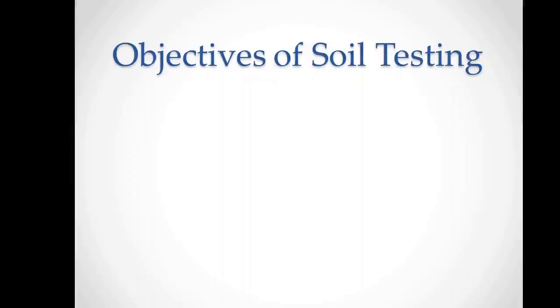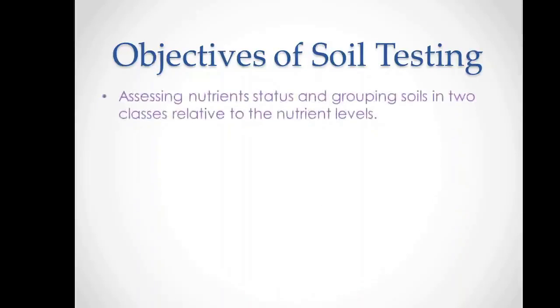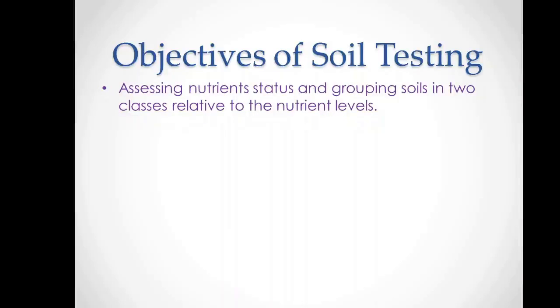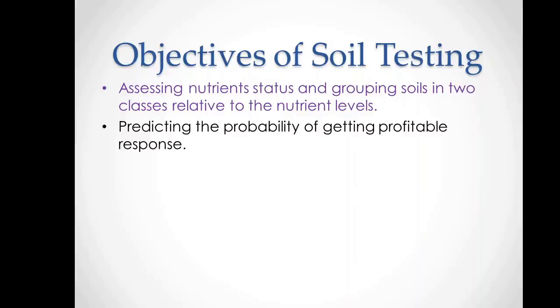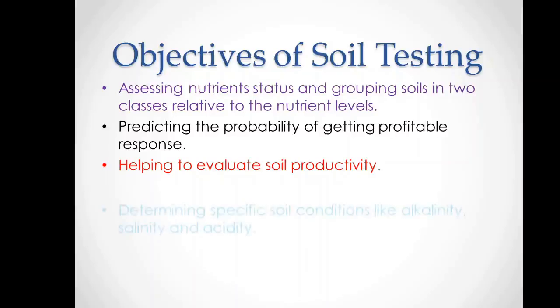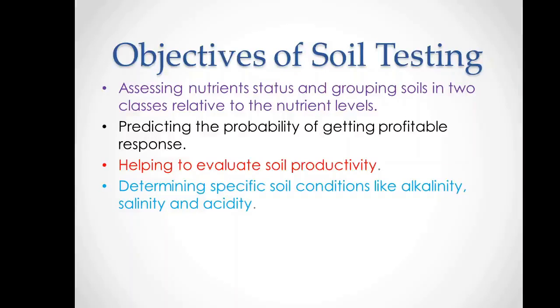Next point is the objective of soil testing. Objectives of soil testing: finding the nutrient status and grouping soils into classes relative to nutrient levels; predicting the probability of getting a profitable response; helping to evaluate soil productivity; and determining specific soil conditions like alkalinity, salinity, and acidity.